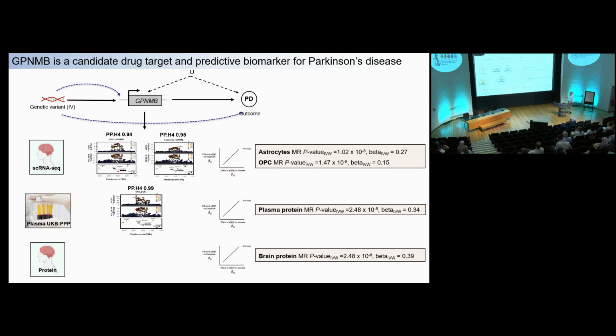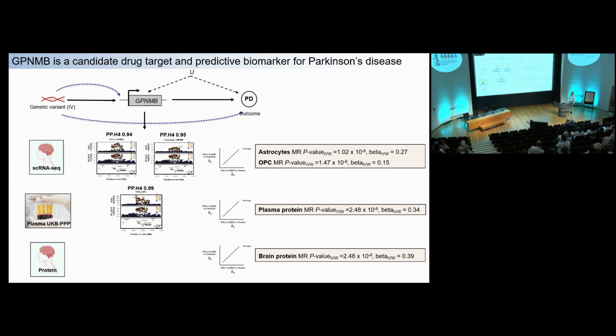Looking first at our single-cell data, we find that there's a strong co-localization between the genetic regulation of GPNMB in oligodendrocyte precursor cells and in astrocytes and genetic risk to Parkinson's disease. And then following selection of the instrumental variables and conducting two-sample MR, we find a highly significant association between change in the level of GPNMB in these cell types and risk of Parkinson's. And the MR beta is positive, suggesting it's an increase in GPNMB in these cell types that confers an increased risk of Parkinson's, meaning our therapeutic strategy would be to downregulate this gene.